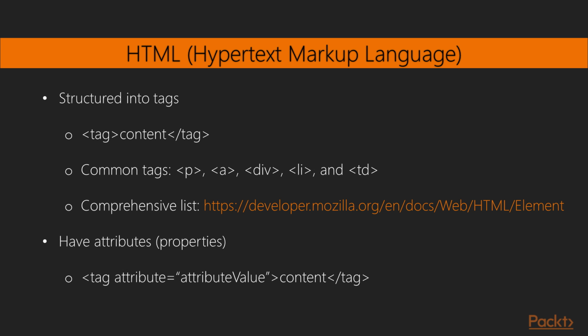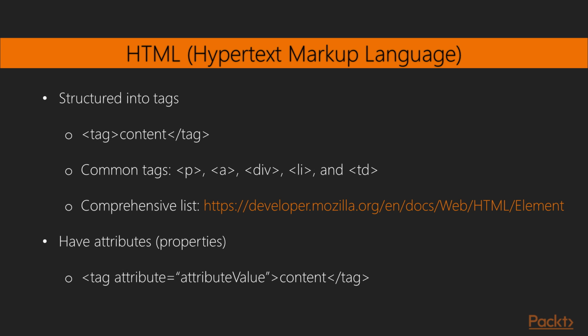As I said, HTML makes up the content of a web page. And these are structured into tags, where you have an opening tag, then the content inside, and then a closing tag. Some common tags are P for paragraph, A for anchor, which is usually used as a link, div for page division, li for a list item, or td for table data. There are over 100 of these tags, and you can see a comprehensive list at this link.